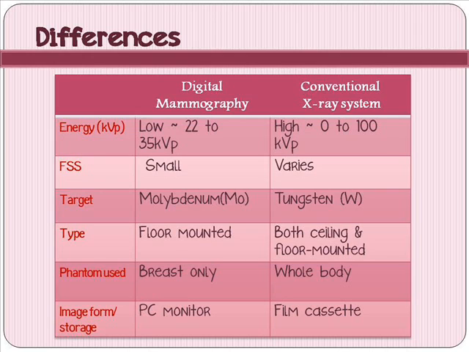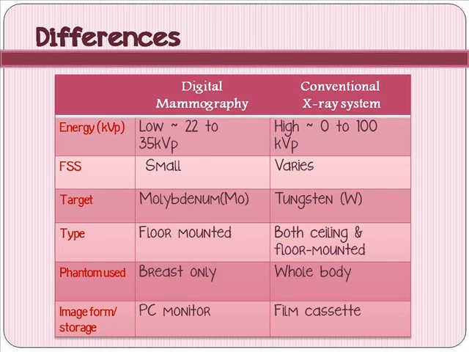And then the focal spot size of digital mammography is usually smaller than the conventional X-ray system. And then next is the target used. Digital mammography uses a target of molybdenum, while the conventional X-ray system uses tungsten. Okay, the type in digital mammography is usually floor mounted, but for the conventional X-ray system, we can have both ceiling and floor mounted.